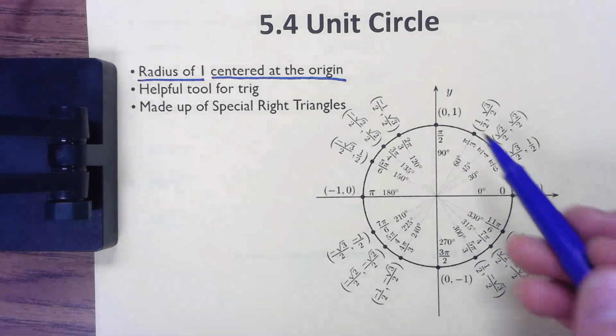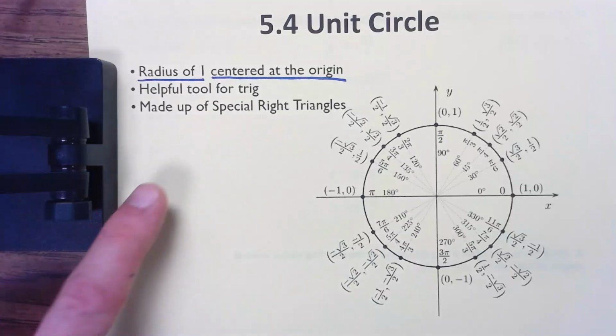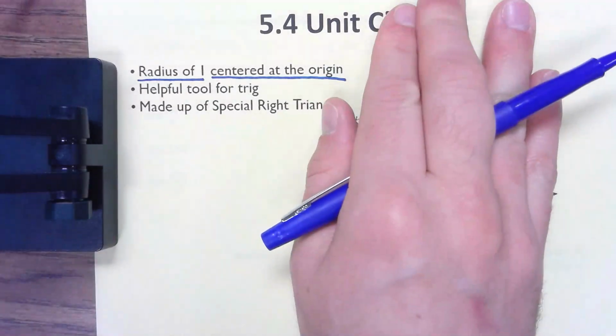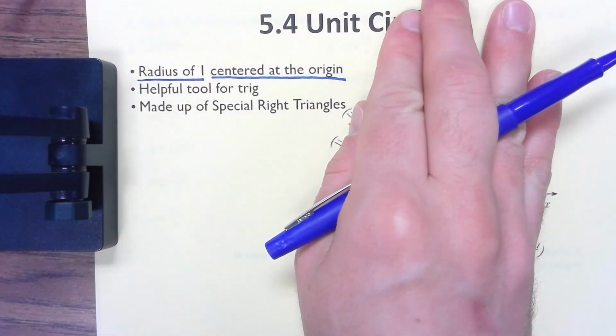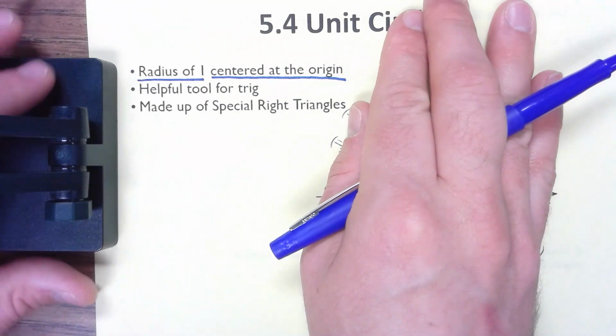Knowing all these things along the circle is really going to help you calculate values of sine, cosine, tangent fairly quickly without the use of a calculator. So it's a really important thing moving forward. Don't worry about jotting this down now, because I'm going to give you a full copy that we're going to fill in together here in just a minute. It's made up of special right triangles.